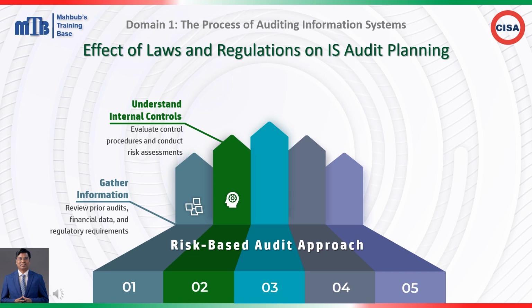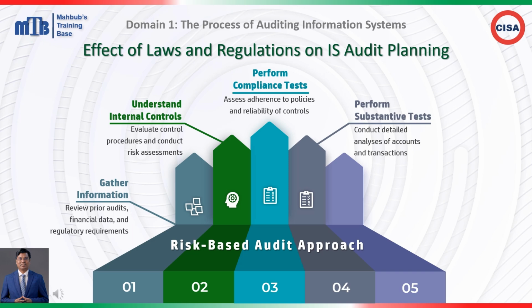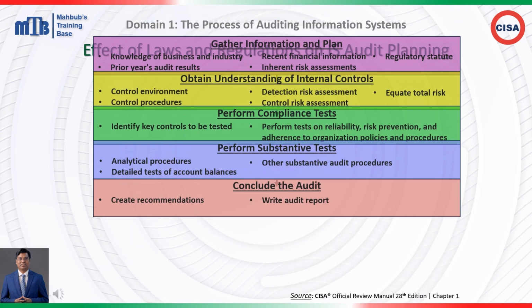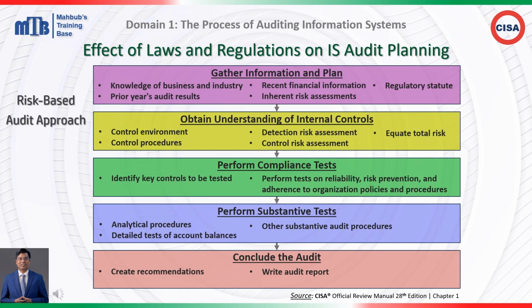3. Perform compliance tests. Check if the organization is sticking to its policies and whether those policies are reliable. 4. Perform substantive tests. Dive deeper with detailed checks, like analyzing account balances or transaction records. 5. Conclude the audit. Finally, wrap everything up with recommendations that the organization can actually act on. Each step builds on the last, and the goal is to not just find issues, but also provide solutions.